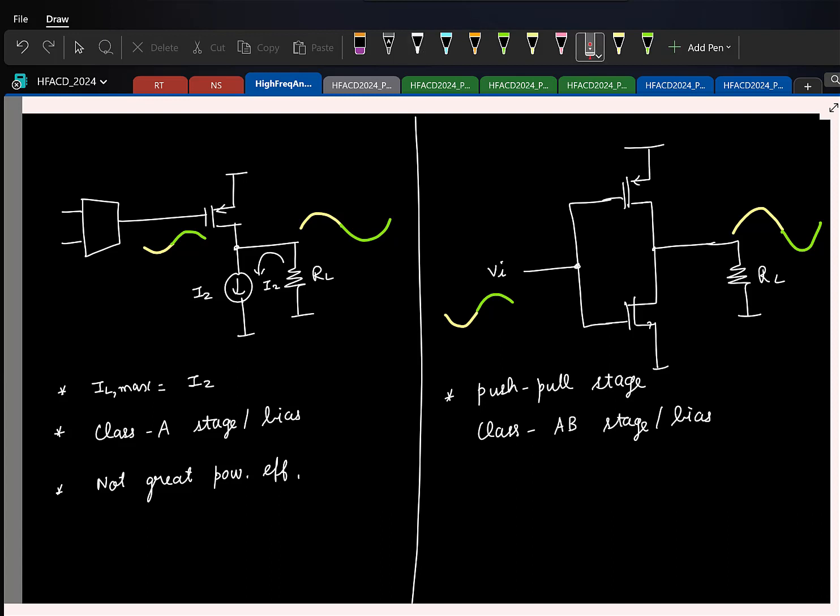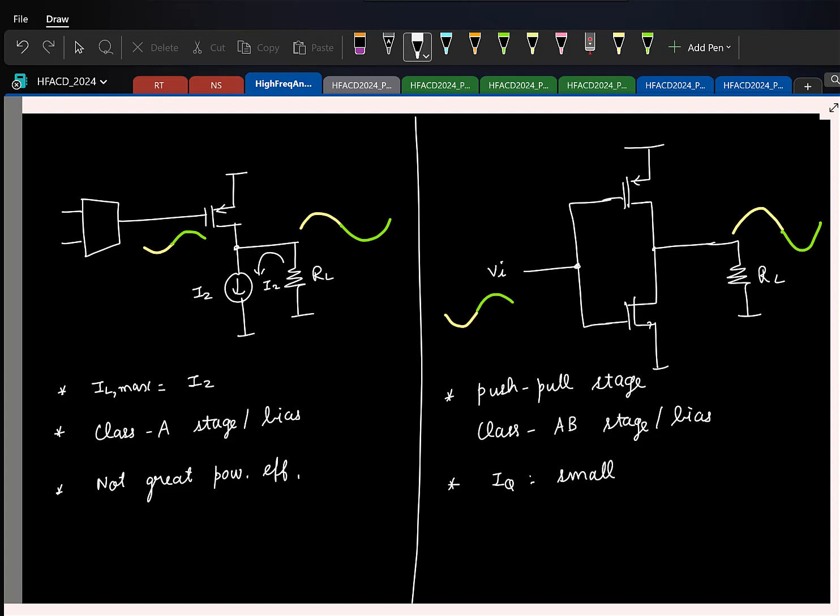Don't ask me why it's called class A, I have no reason. Someone decided to name it like that. Another nice thing here is that when the small signal is not there, the bias current in the transistor is not so much. So I can keep the quiescent current small here.